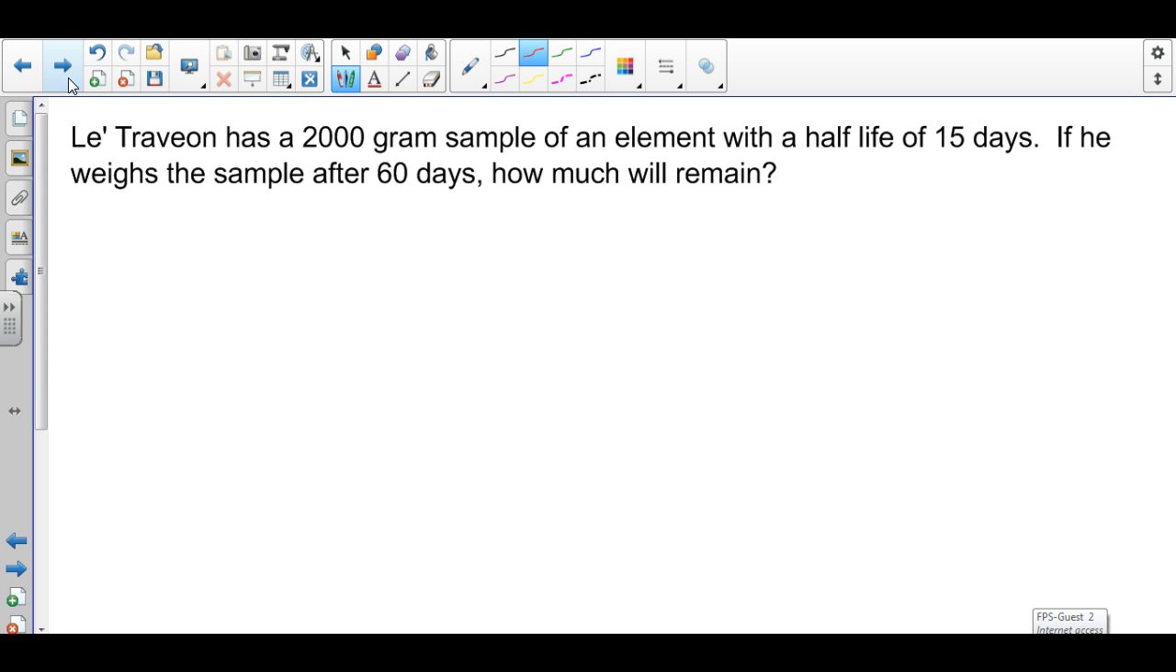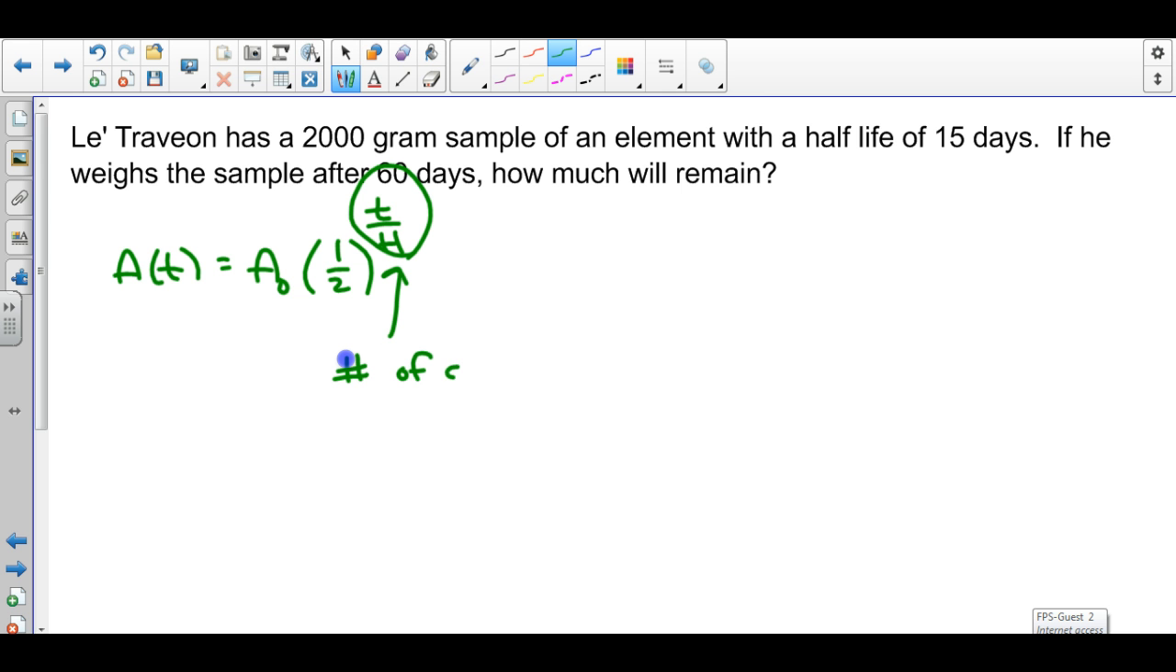Next one. So this will be a half-life problem. Good old Trevion has a 2,000 gram sample of an element with a half-life of 15 days. If he weighs the sample after 60 days, how much of it will remain? So we're going to use the half-life equation, which is going to be A of t equals A0, which A naught stands for his initial amount that he starts with. We're going to have a base number of 1/2 because it's half-life. And you're going to do this to the power of t over h. So you're going to take the amount of time divided by the actual half-life. And this amount right here is going to actually be the number of times that his half-life occurs, so the number of cycles of half-life.